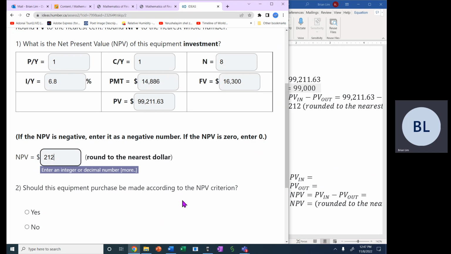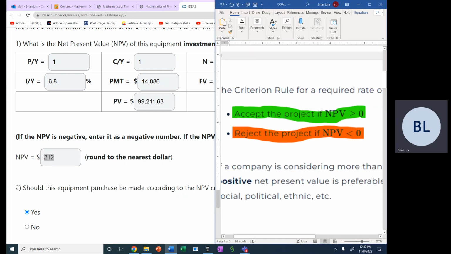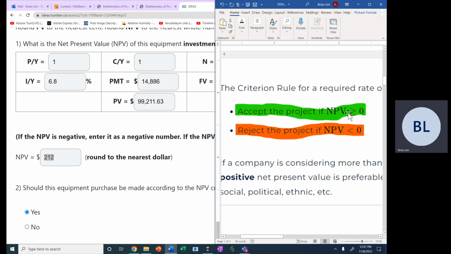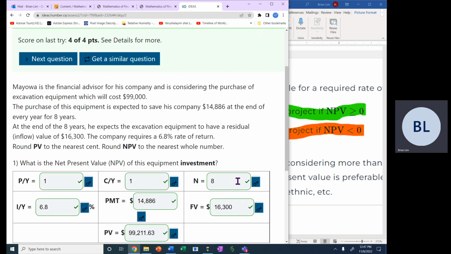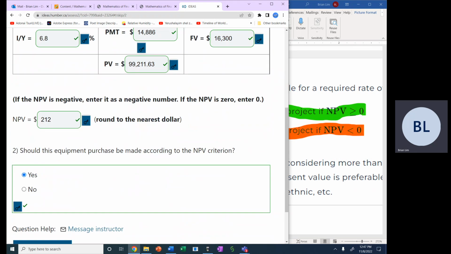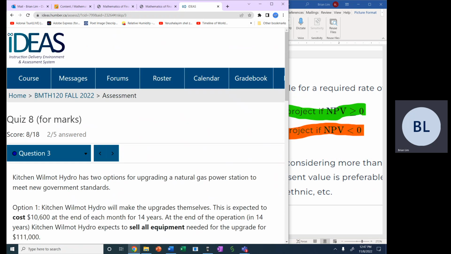And so should the equipment be purchased? Well, the answer should be yes. Why? Because this number is positive. As was previously seen, it says to accept the project if the net present value is greater than 0, and it is in this case. So we can now submit, and everything is correct. So in both cases, the net present value turned out to be positive, but it's not always like that.